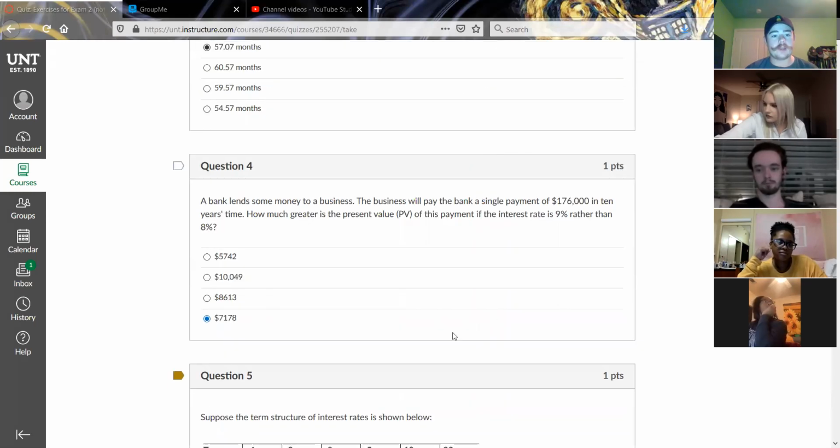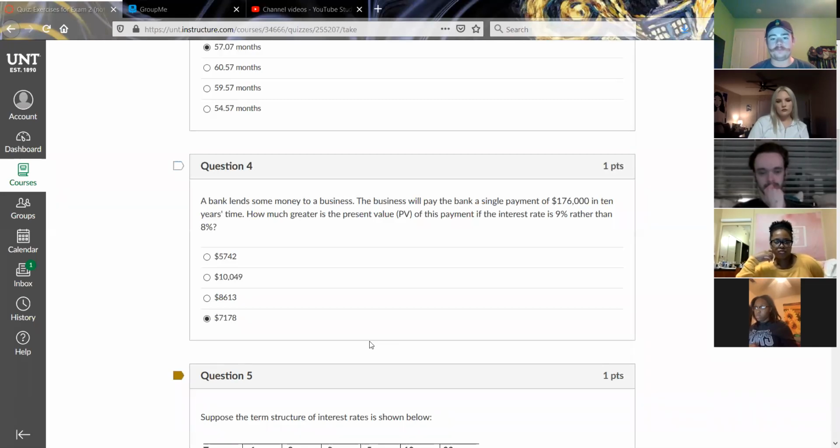Cool. Question 4. This one's very straightforward, just like the one 2 questions ago. It's asking for a difference of one number. So a bank lends some money to a business. The business will pay back the bank in a single payment of $176,000 in 10 years' time. How much greater is the present value of this payment if the interest rate is 9% rather than 8%?